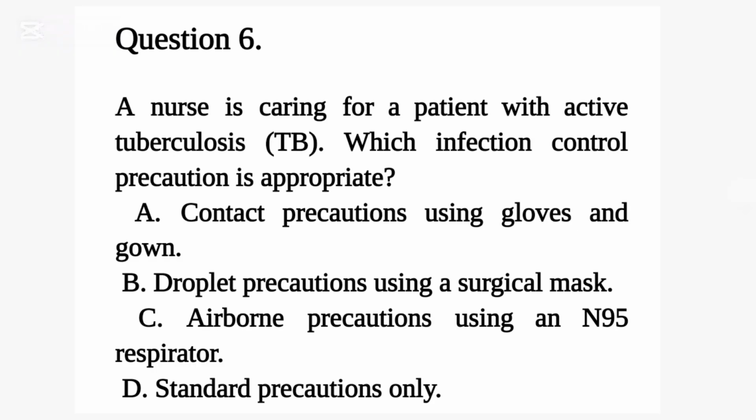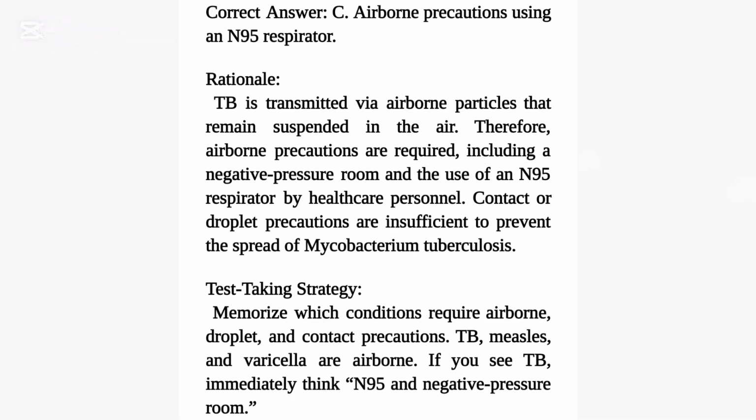A nurse is caring for a patient with active tuberculosis, TB. Which infection control precaution is appropriate? A. Contact precautions using gloves and gown. B. Droplet precautions using a surgical mask. C. Airborne precautions using an N95 respirator. D. Standard precautions only. Correct answer. C. Airborne precautions using an N95 respirator.